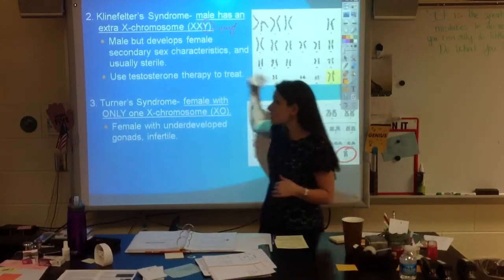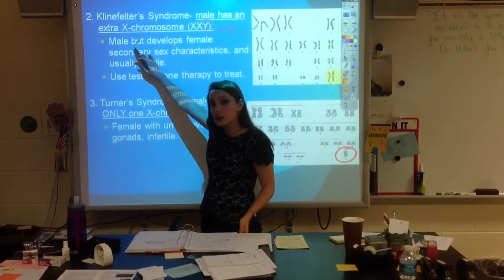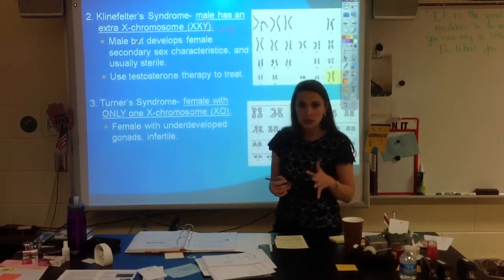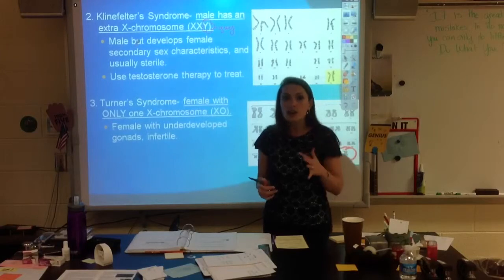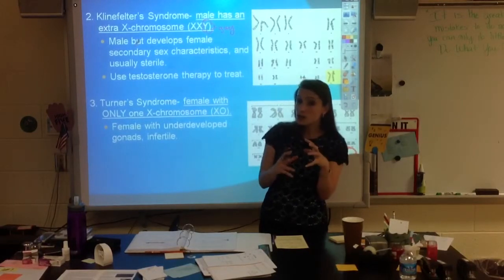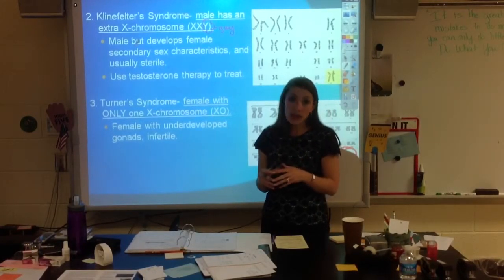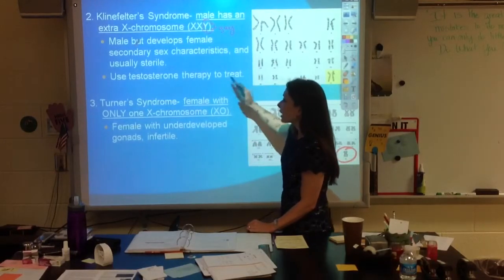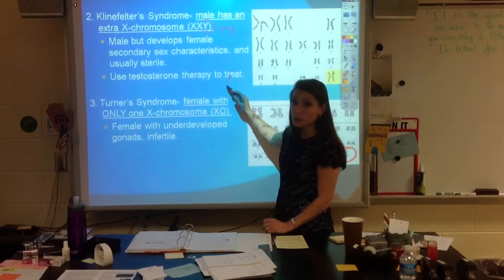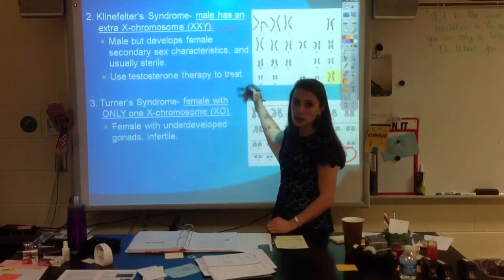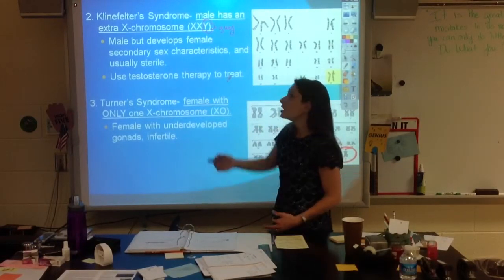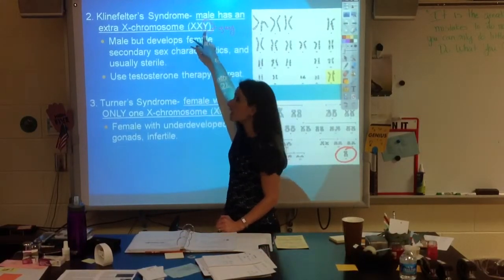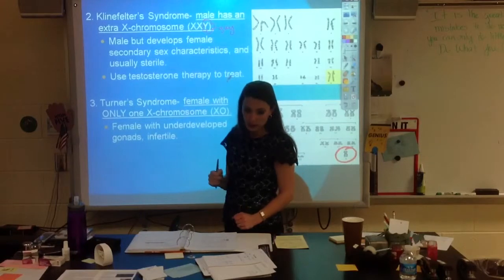They show up phenotypically as a male, but they're not able to develop certain secondary sex characteristics. So they're not going to have facial hair. They are going to have the main organs of a male, but they're not able to actually make functioning sperm. You can use testosterone therapy to treat, but they will not be able to ever have offspring. And so this is a problem where there's an extra X. So XXY is Klinefelter syndrome.